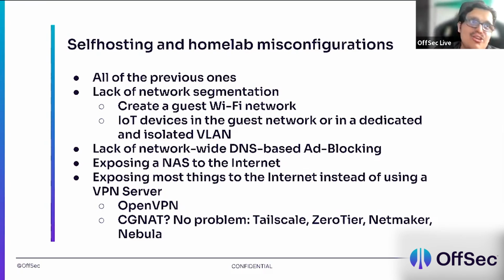So you need access to your NAS. What do you do? You don't expose things directly to the internet. You can set up a VPN server, right? A good way to configure your home lab is that you don't access your servers directly. You use a VPN. If you have a public IP, you can set up an OpenVPN.